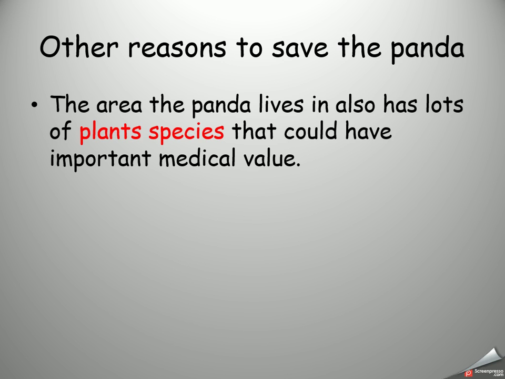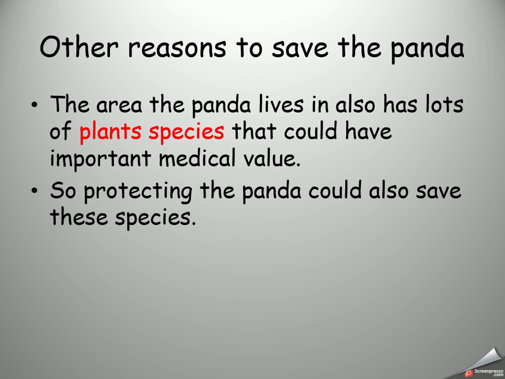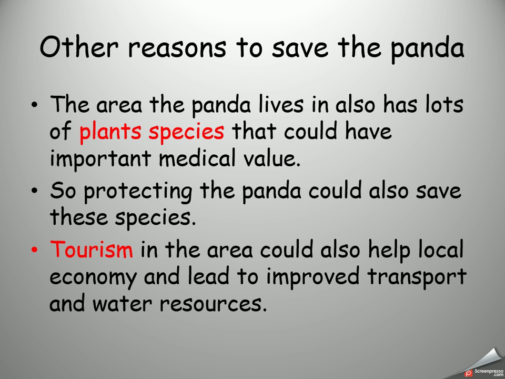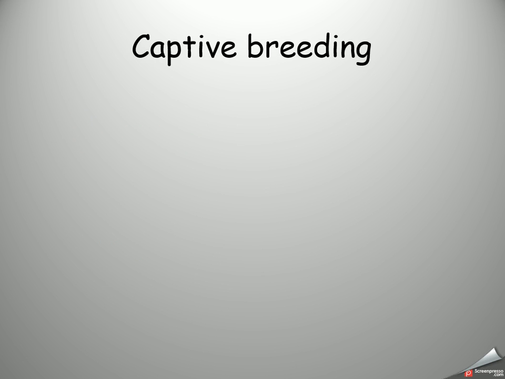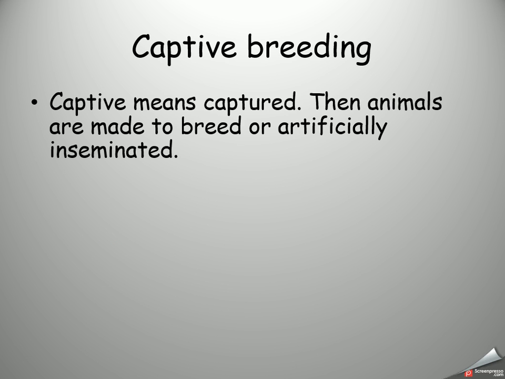Okay, other reasons to save the panda? Well, the area where the panda lives has a lot of plant species, and they could provide very important medical value. A lot of medical discoveries have come from plants, because there are thousands and thousands of different plant species. So protecting the panda could also save these species. And tourism. If you get guides showing people around the different areas where the pandas live, they can make money, and that brings tourism and a lot of money towards that area. And if they get money towards that area, they can build and help the local economy and lead to improved transport and water resources.